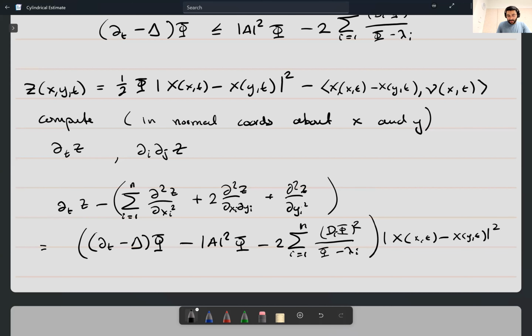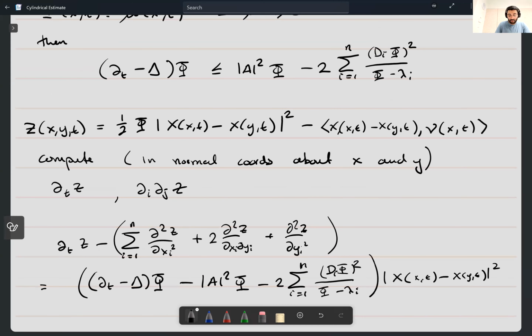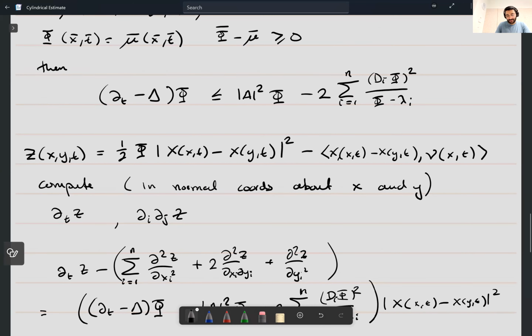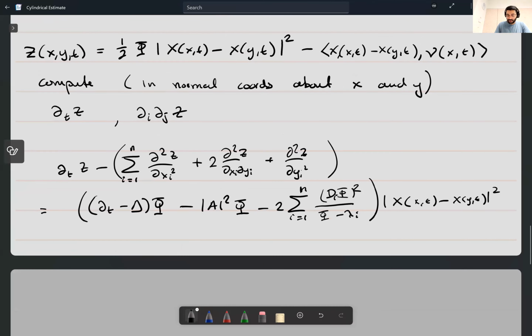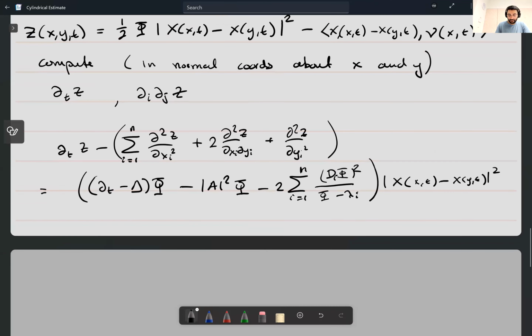Basically, what we've done is taken the quantity mu, and to make the calculation simpler, multiplied it by this quantity, the distance squared between x and y, and computed with that quantity. Okay.